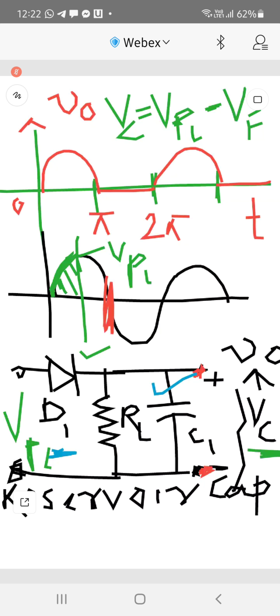Is it clear? So that is the maximum value of voltage to which the capacitor is charged during the positive half cycle, at the positive quarter of the input cycle. Is it clear, students? Respond. Yes, ma'am. Okay. Now the interesting part begins.